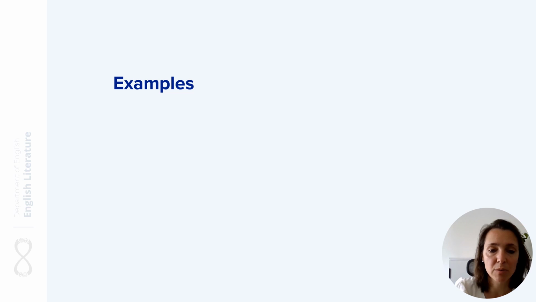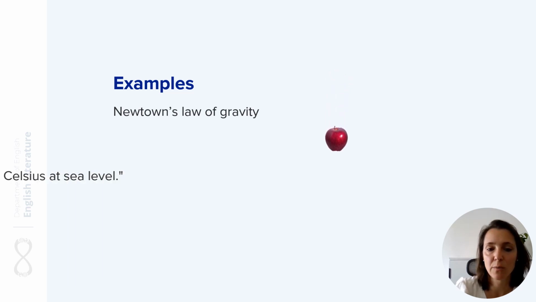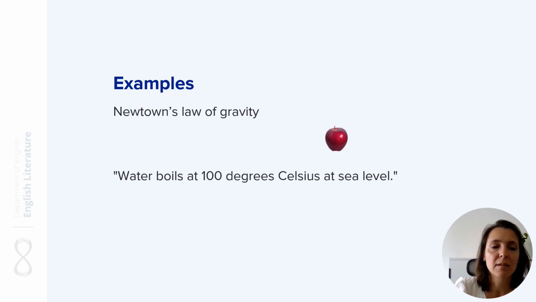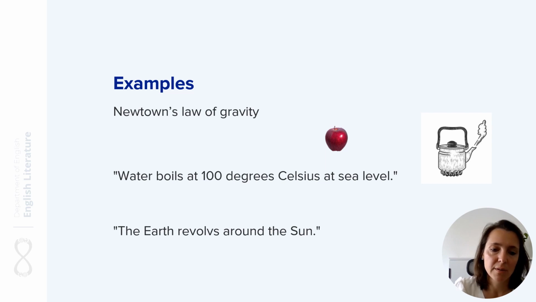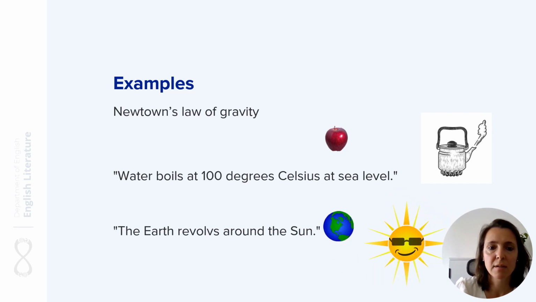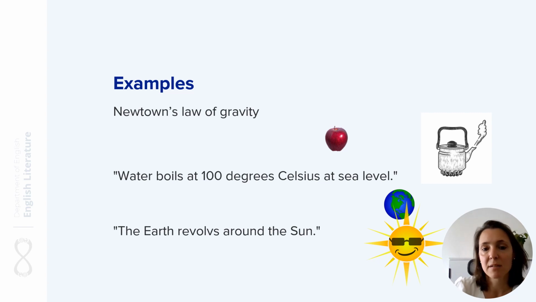Let's see some examples. For example, Newton's law of gravity. We can observe it whenever an apple falls from the tree. Or the statement, water boils at 100 degrees Celsius at sea level, is a fact that can be tested and proven through experimentation and scientific evidence. Or the fact that the Earth revolves around the Sun is a fact because it's based on astronomical observations and scientific consensus.